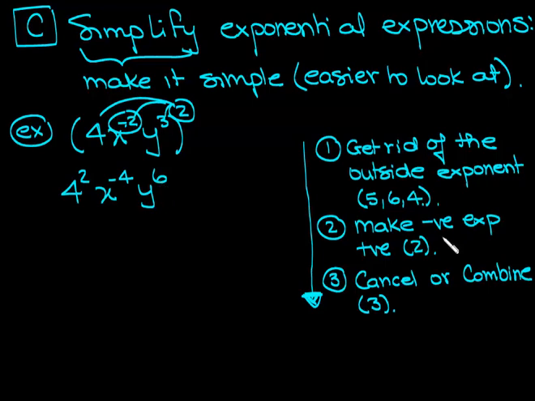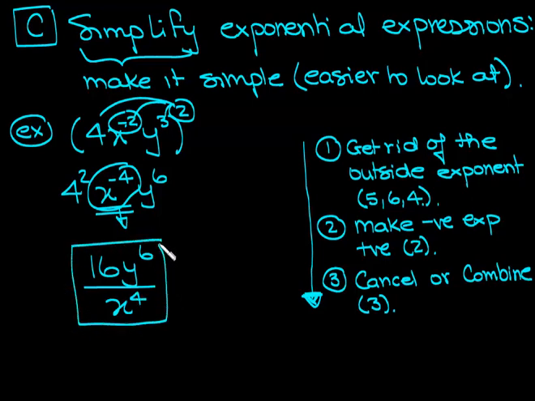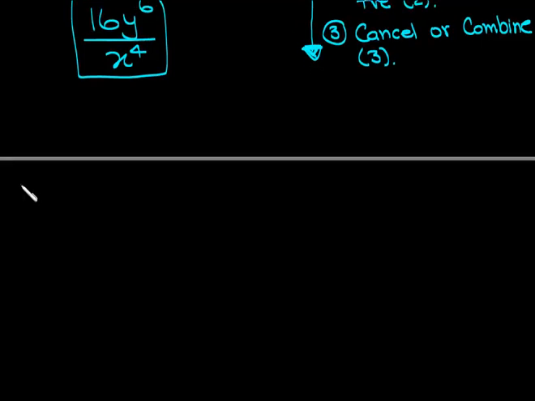The next step is we want to make negative exponents positive. This is the only number that has a negative exponent in it, so that number needs to go to the denominator because it needs to become positive when you move it there. And 4 squared we know is 16, so we get y to the 6, and then on the denominator we get x to the 4, and there's your answer. That's all we need to do. We didn't have to worry about the last step here, but let's take a look at an example where we do. So here's another example.